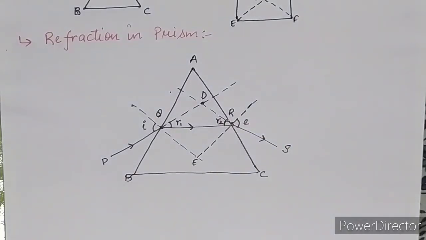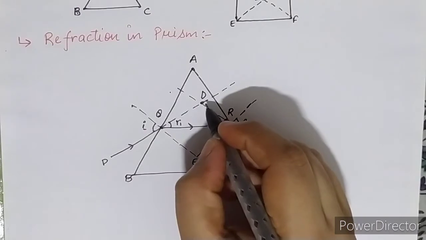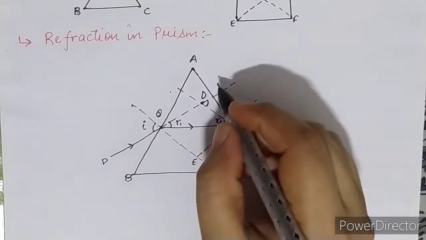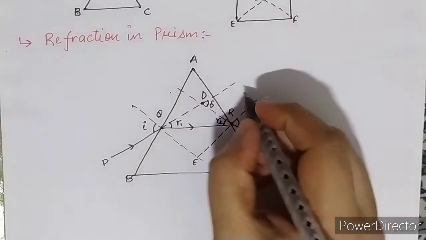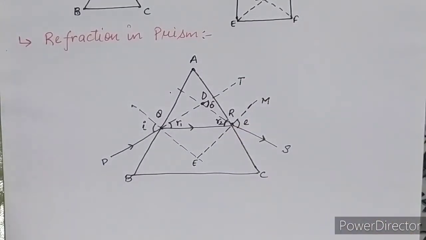The angle between the incident ray and the emergent ray, the external angle, is your angle of deviation, denoted by del, angle of deviation. Clear? This ray I am denoting by T and this by M. Clear? Okay, this is how your diagram is drawn. Now I am just explaining you the diagram. The theory of this diagram you have to write on your own, in your own language.